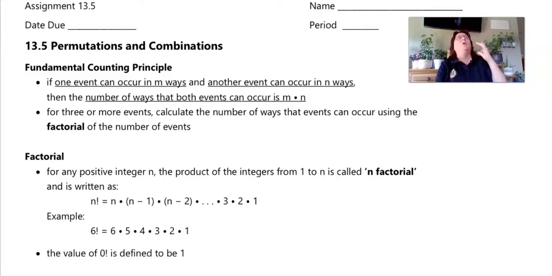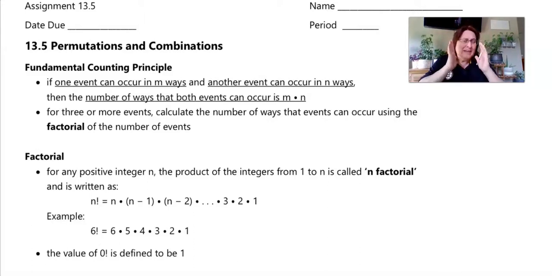Okay, so think about it like this. You have 3 shirts and you have 2 pair of pants. Well, how many different outfits can you make? Well, 3 times 2 is 6. There are 6 different outfits that you have when you have 3 shirts and 2 pair of pants.